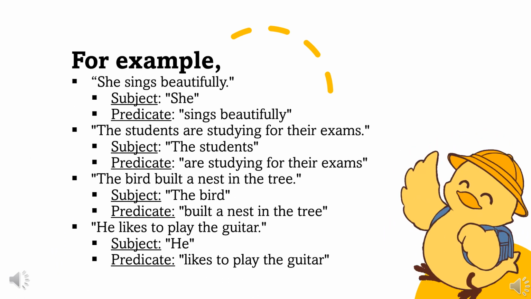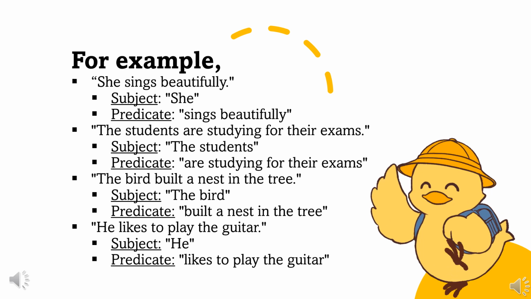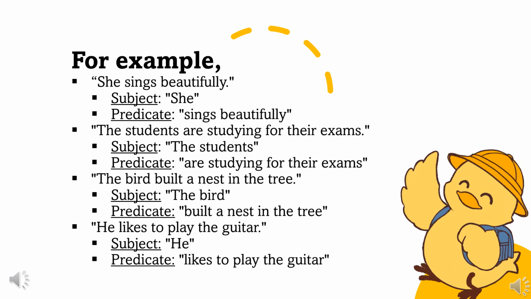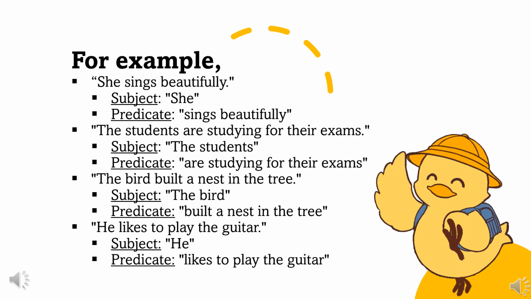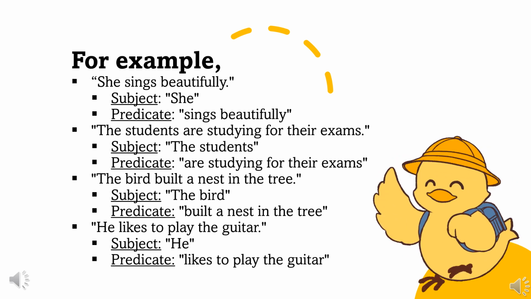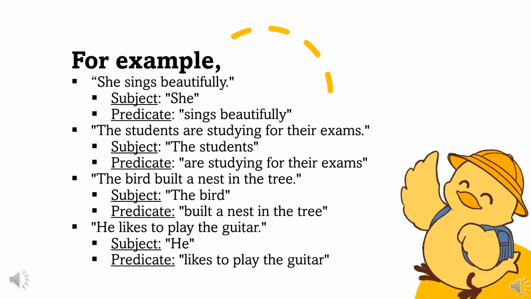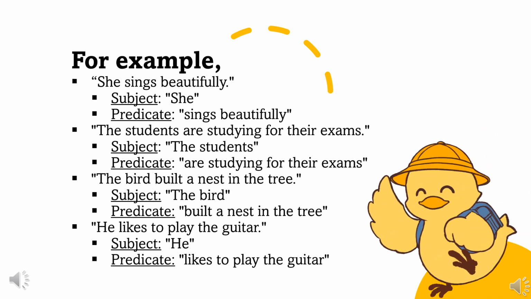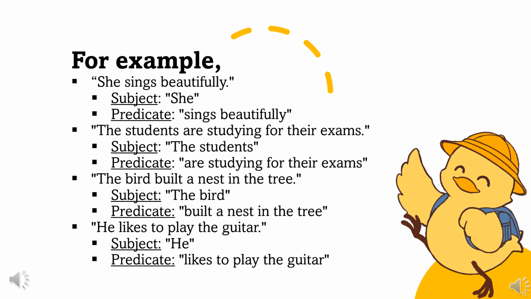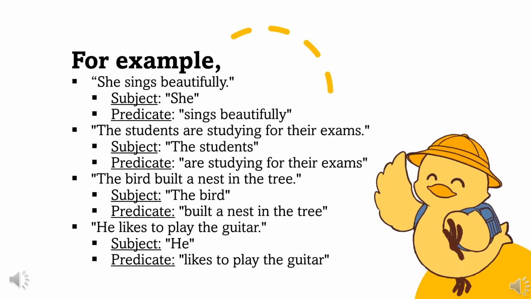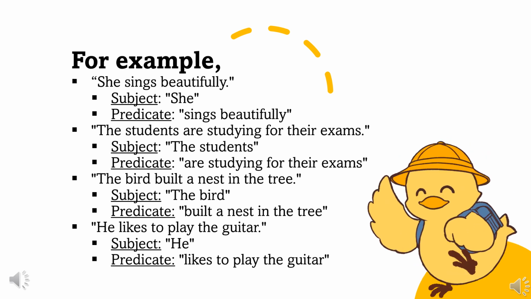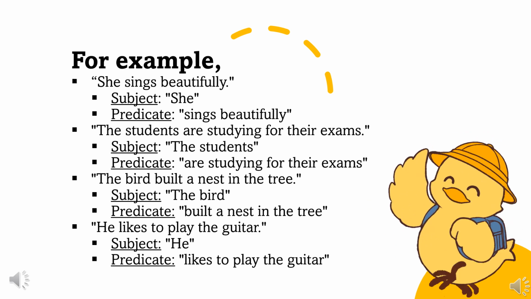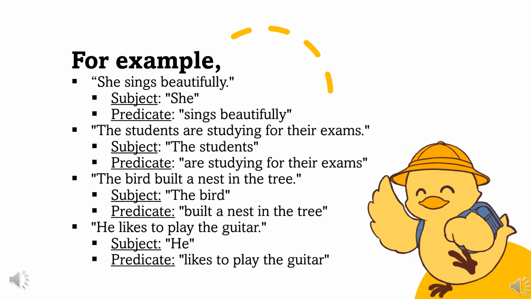Let's use a few more examples to understand clearly what is a subject and what is a predicate. So let's see. She sings beautifully. Can someone tell me what is the subject and what is the predicate in the sentence? Great. She is the subject and sings beautifully is the predicate. That means she is a noun and sings beautifully is a verb that she is doing. Brilliant. He likes to play the guitar. So he is the subject and likes to play the guitar is the predicate. Excellent.